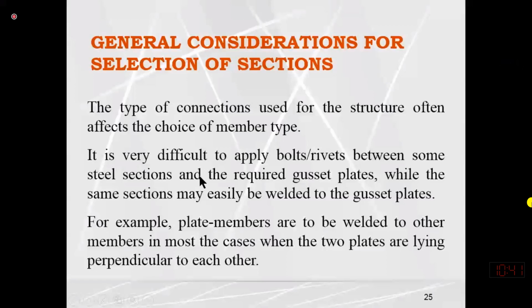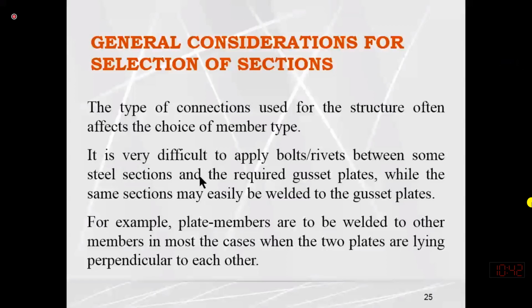I have a section whose capacity is sufficient for the factored load, but its B minimum is very small. In our previous case you have seen B minimum is 60, that is required, but the section I have has a B minimum value of 55. So it means that I cannot accommodate a rivet or bolt connection, but I can weld it. For welding, I need a minimum 50 millimeter projected leg or B minimum. So the type of connection can also change the type of section that I am selecting.